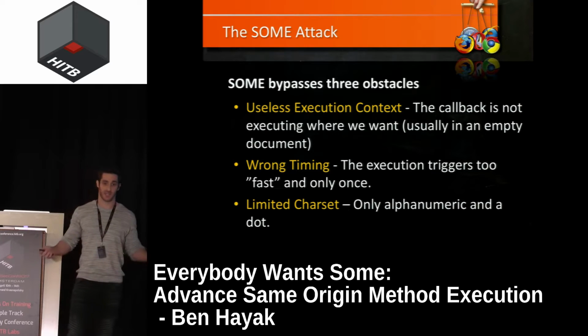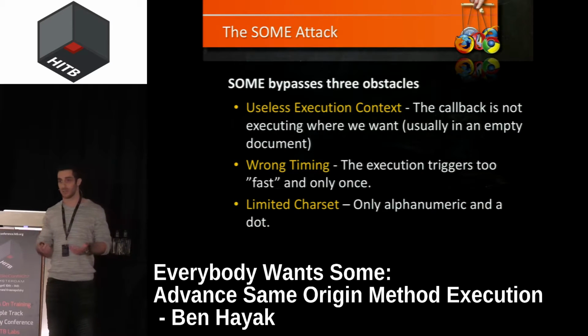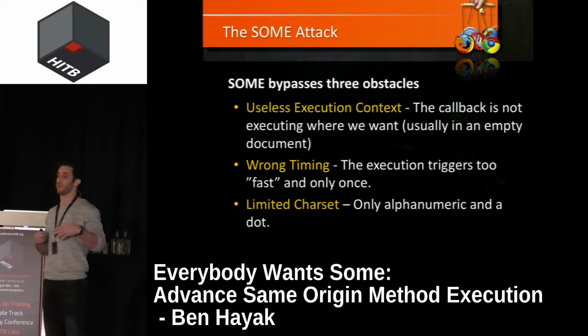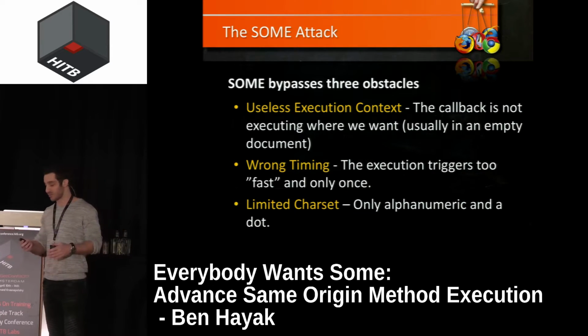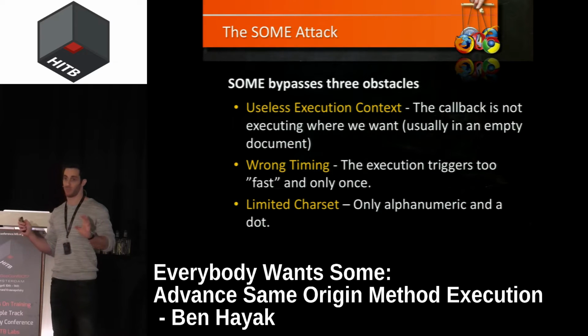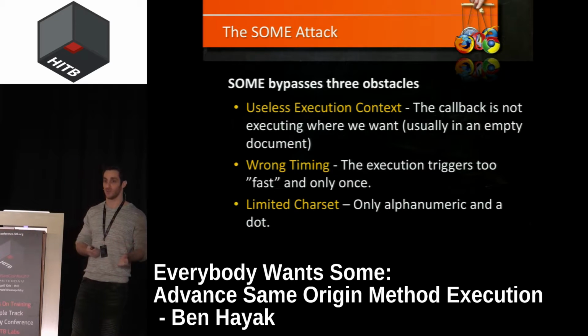And the third is the limited character set, like we mentioned, there's only alphanumeric characters and a dot. From now on, we'll call these callback-friendly character sets. So you understand that I mean alphanumeric, a dot and an underscore. With SOME, we only use that as a payload, and we can still do a lot of stuff on behalf of users.